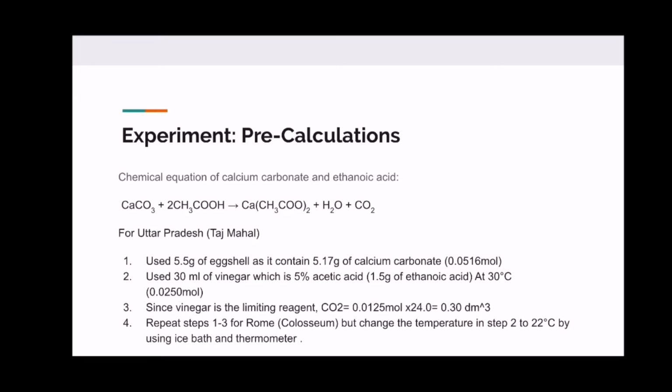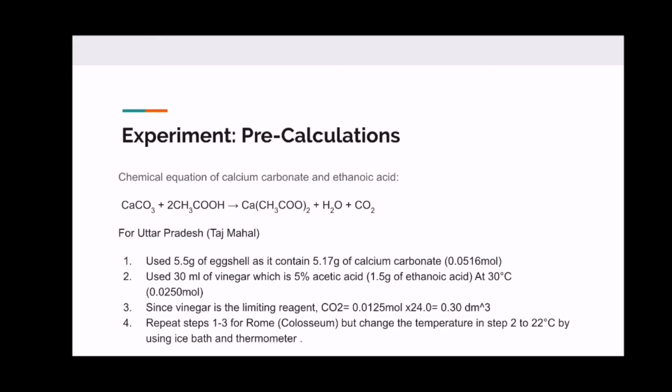I made pre-calculations to find the theoretical volume of CO2 that should be produced. I decided to use 5.5 grams of eggshell in each setup, as based on the internet, 5.5 grams is the average weight of each eggshell, and it contains about 5.17 grams of calcium carbonate. Thus, for easy calculation, 30 ml of 5% acetic acid vinegar was added so that all the 5.5 grams of eggshell can be crushed and submerged in the 30 ml vinegar, which has about 1.5 grams of ethanoic acid.